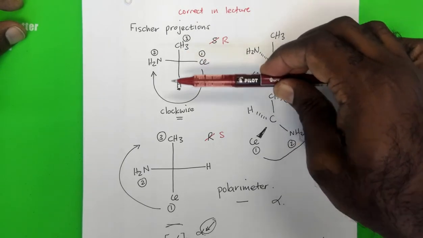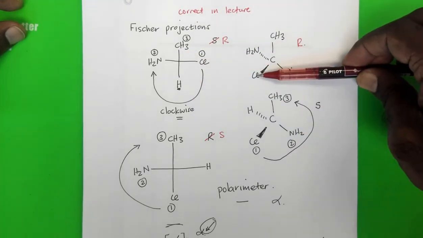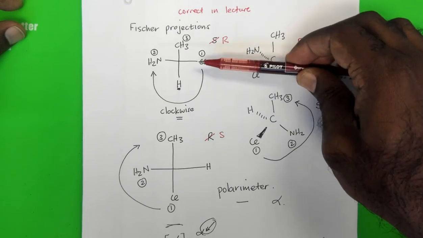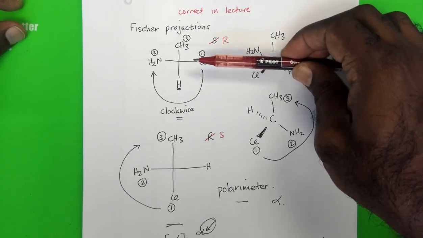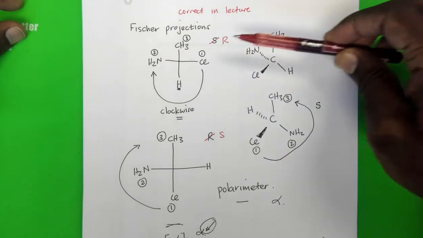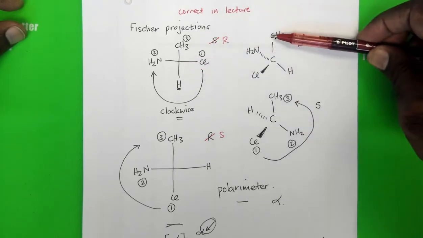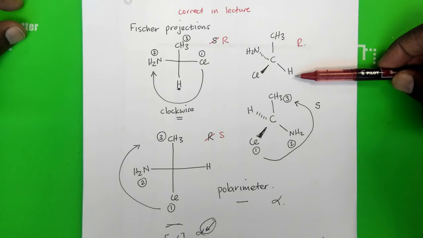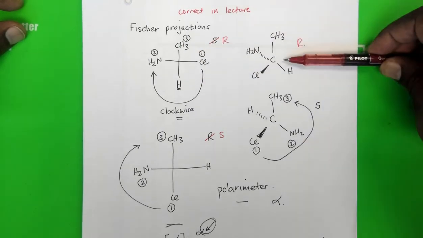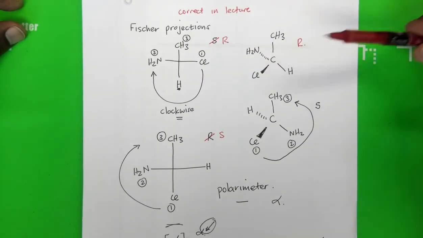So chlorine toward me, that's what you see here. NH2 would be behind the plane because I'm rotating it around the horizontal axis, such that the methyl group and hydrogen now get into the plane of the paper. So I can convert this into a perspective formula.